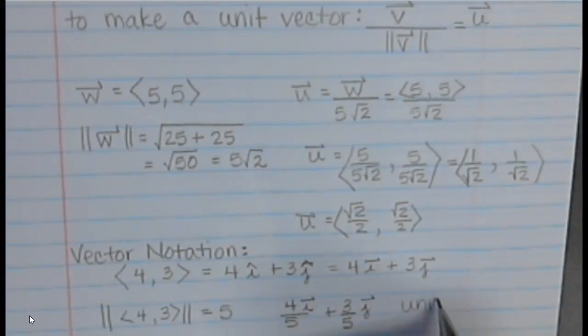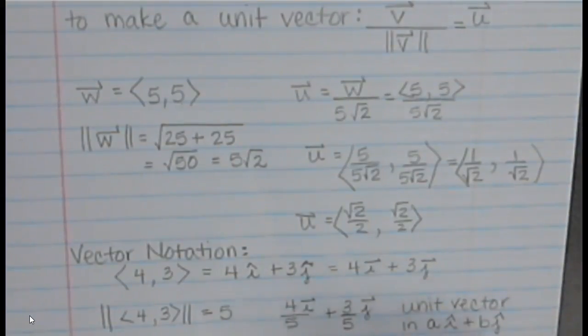So I'm going to write that down. Unit vector a in the i hat direction plus b in the j hat direction. And that concludes this video.